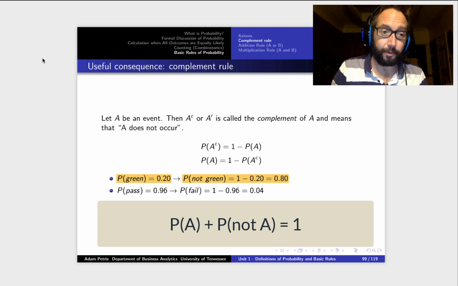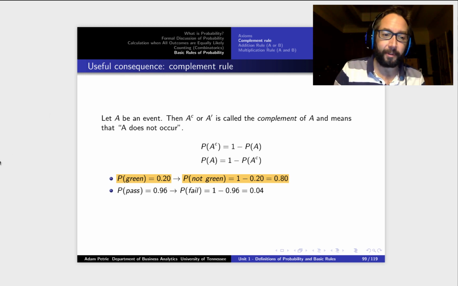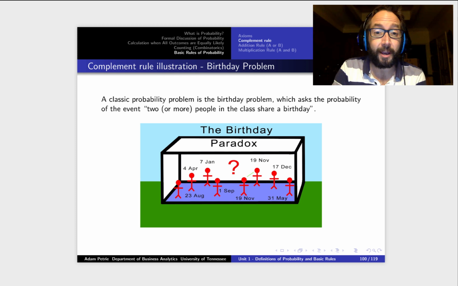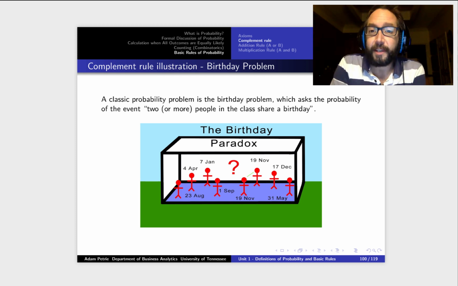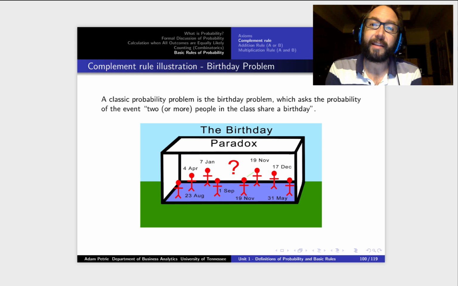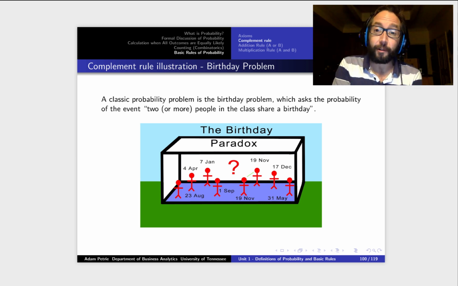And there's a classic illustration in probability that relies on the complement rule to actually come up with an answer. Sometimes it's actually easier to calculate the complement, the opposite of the event that you're really interested in, because then getting the probability that you want is super easy. You just do 1 minus that probability of the complement. And so this problem is called the birthday problem.